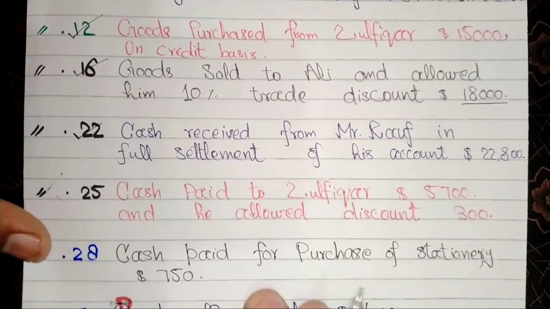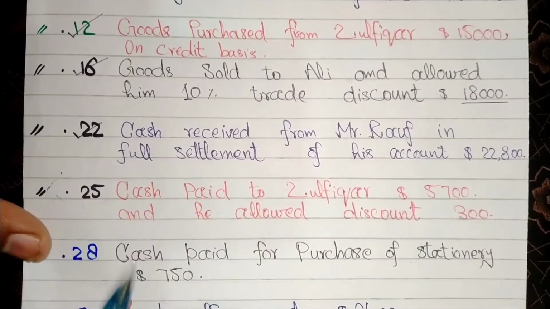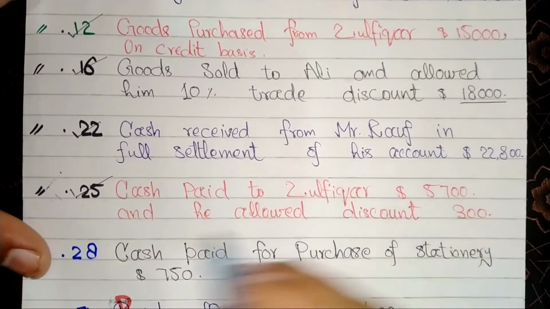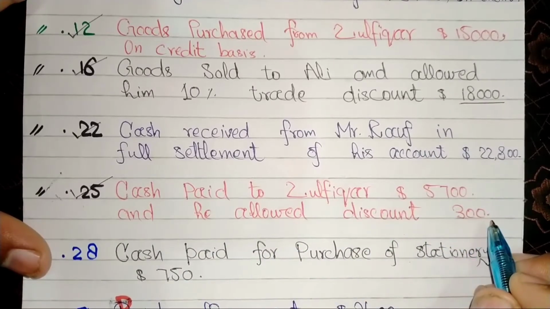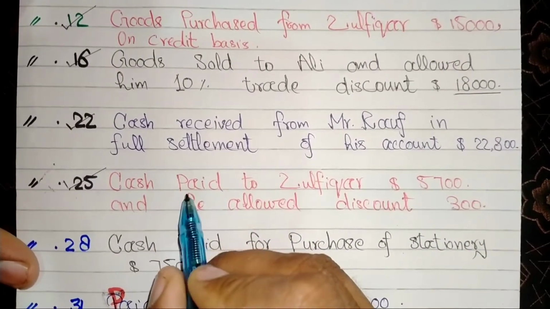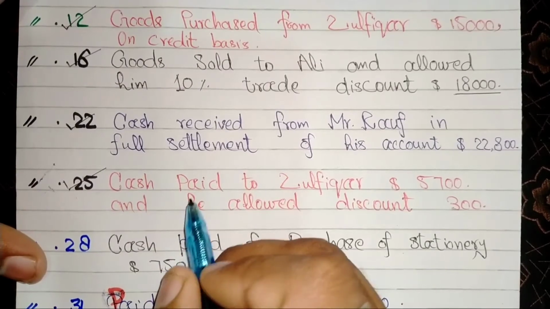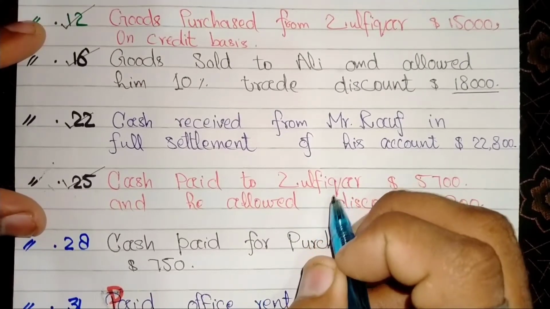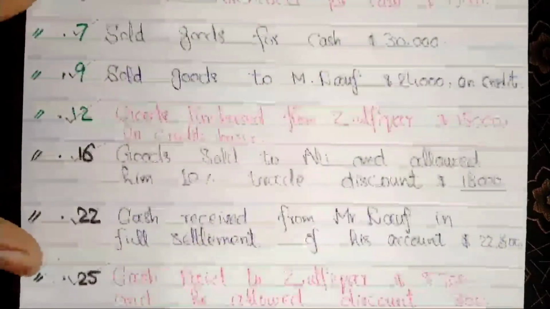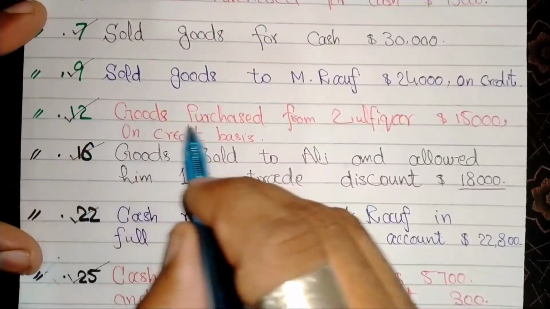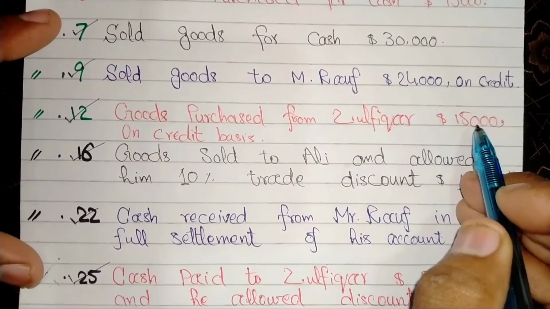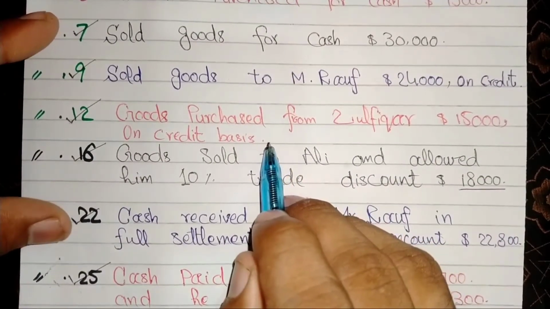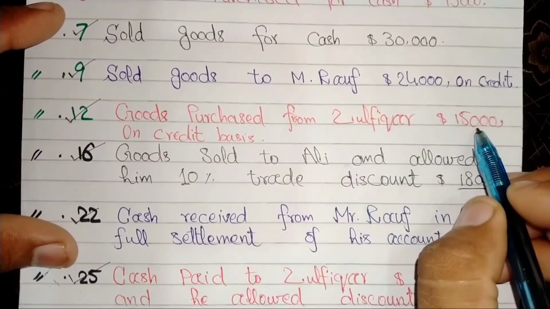Next transaction is on day 25 December, cash paid to Zulfikar amounted $5,700 and he allowed discount $300. Before entering the transaction's entry in the format of a journal account, you must understand the statement's comprehension. So first we recall the account of Mr. Zulfikar, which is on date 12th December, goods purchased from Zulfikar amounted $15,000 on credit basis by the business. So actual payables by the business toward Zulfikar $15,000.